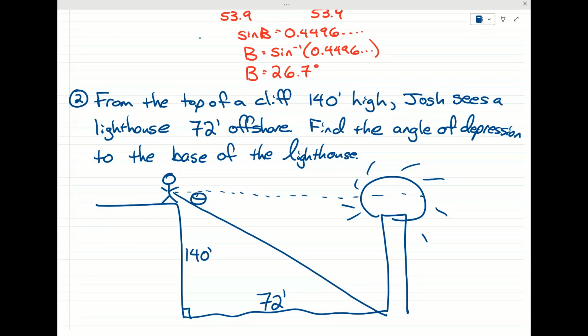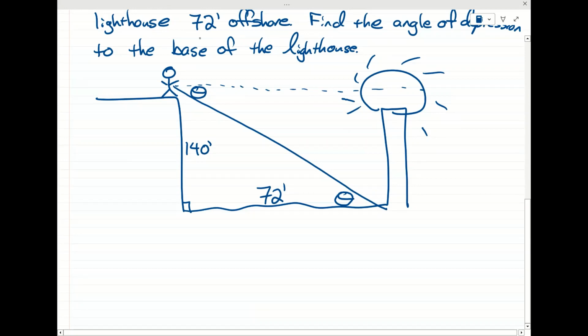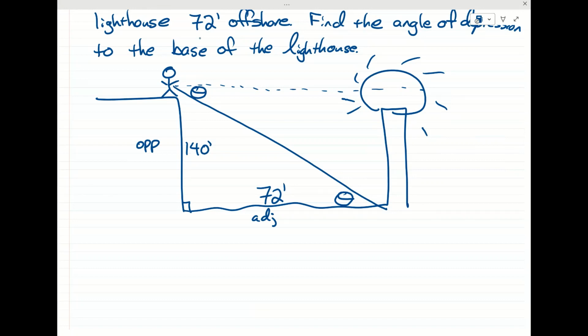One thing that we learn in geometry is called alternate interior angles. So if that's the angle of depression, that's the same angle as this right here. So you don't want to solve for the wrong angle. And then from here, we know the opposite side and we know the adjacent side. So if we were to take the tangent of this angle, we could write that as 140 divided by 72.